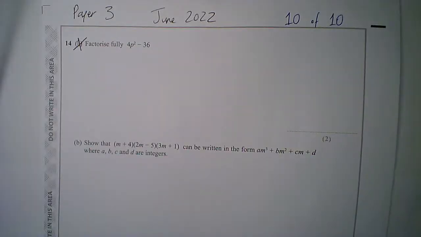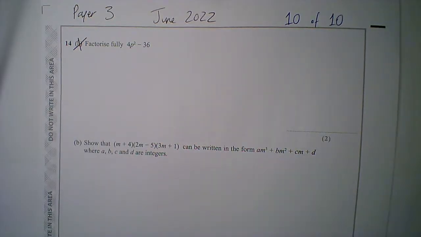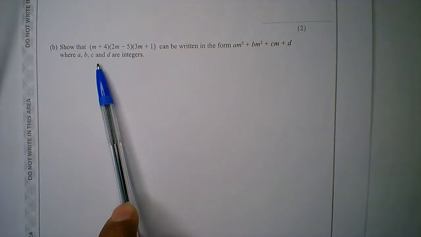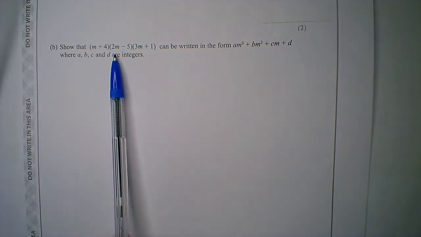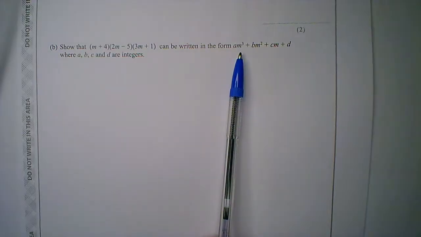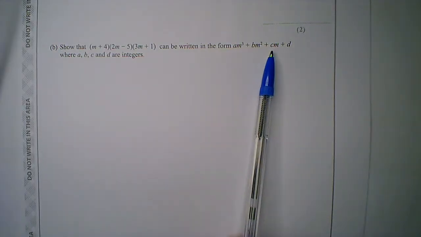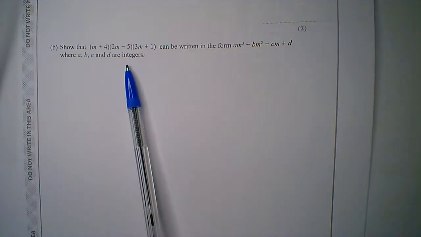And let's go to the last question of today, and this is from paper 3, June 2022. We're going to ignore part A because that's not relevant. This is relevant. So part B, show that m plus 4 times 2m take away 5 times 3m plus 1 can be written in the form 6m cubed plus am squared plus bm plus c, where a, b, c, and d are integers.